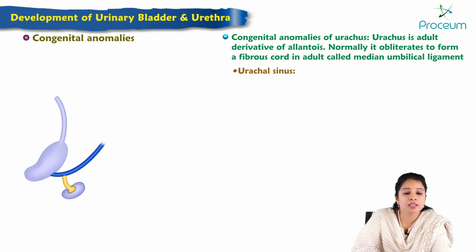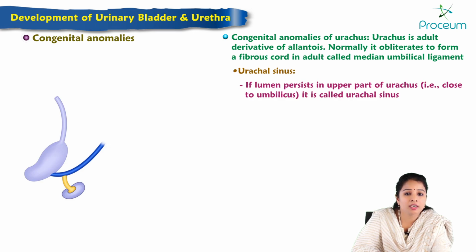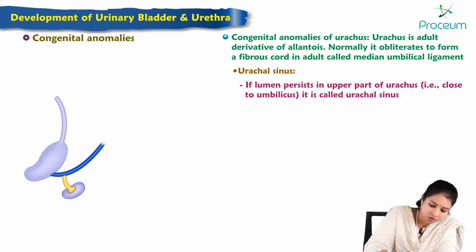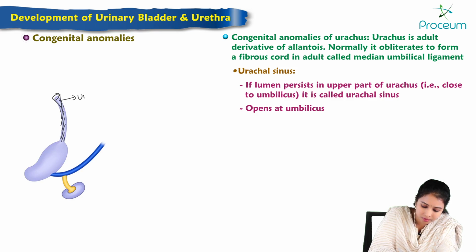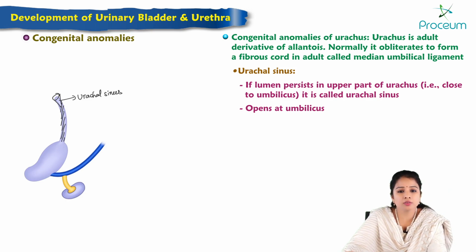Urachal sinus: if the lumen persists in the upper part of the urachus, that is close to the umbilicus, it is called a urachal sinus. So, only near the umbilicus it is patent, and the rest of it is obliterated. If it is patent only in this part, it is called a urachal sinus.